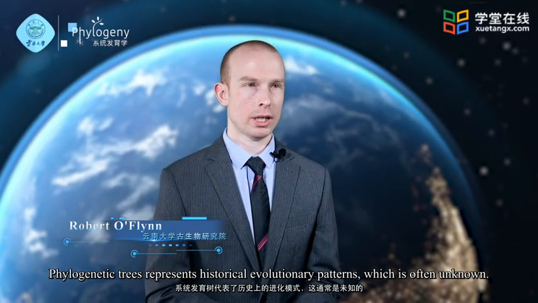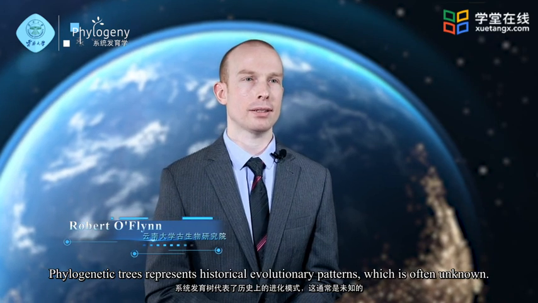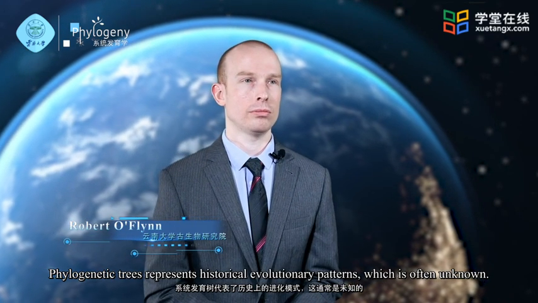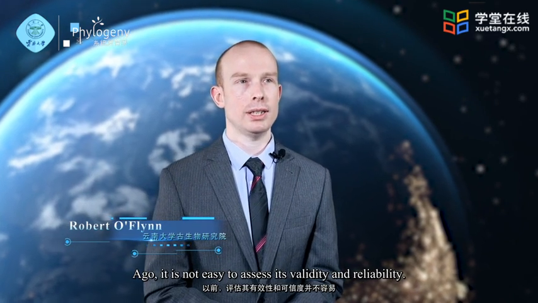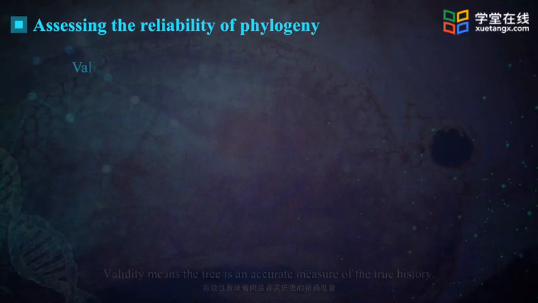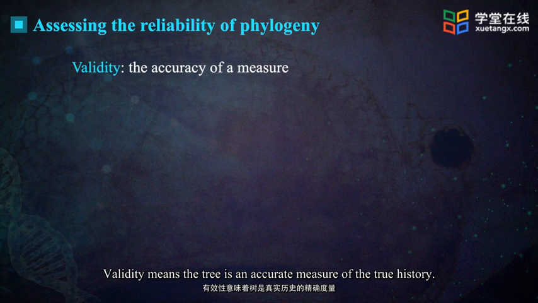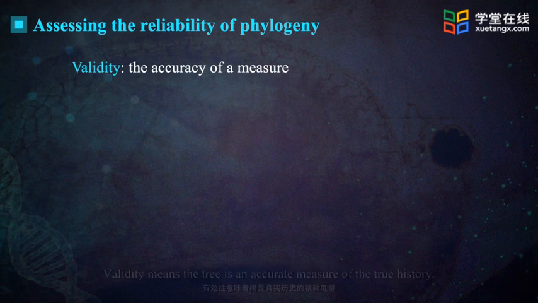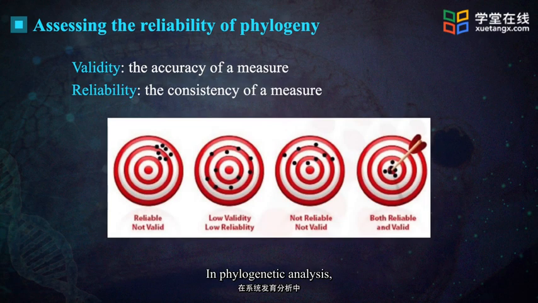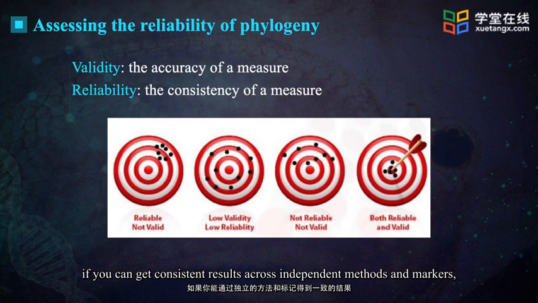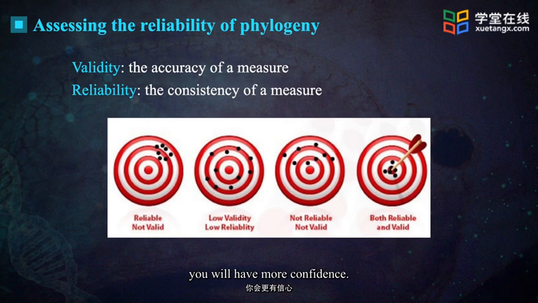Phylogenetic trees represent historical evolutionary patterns, which are often unknown. Ergo, it is not easy to assess their validity and reliability. Validity means the tree is an accurate measure of the true history. Reliability means the tree is robust across different repetitive measurements. In phylogenetic analysis, if you can get consistent results across independent methods and markers, you will have more confidence.